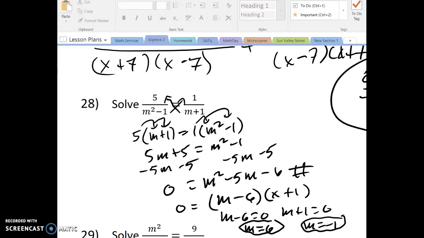Now we need to plug these in and try them. So if I put a negative 1 in over here, does everyone notice that I get a 0 in the denominator, which means this cannot be an answer because it gives me a 0. The 6 will work just fine.